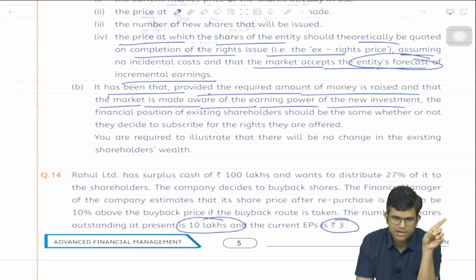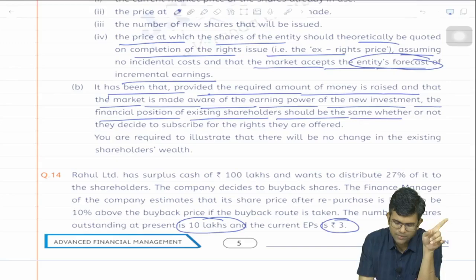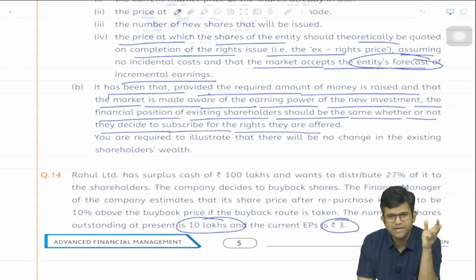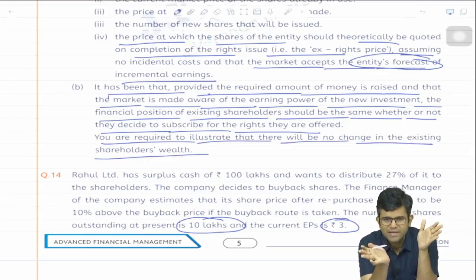Correct? So that is basically, instead of 2 crore 2,50,000, 2 crore 43 lakh. The financial position of existing shareholders should be the same whether or not they decide to subscribe to the rights. So I said, yes, it is the same now, whether you subscribe or not, it is 1,60,118. You are required to illustrate there will be no change in the existing shareholders' wealth. That we have already illustrated, whether I subscribe or I don't.